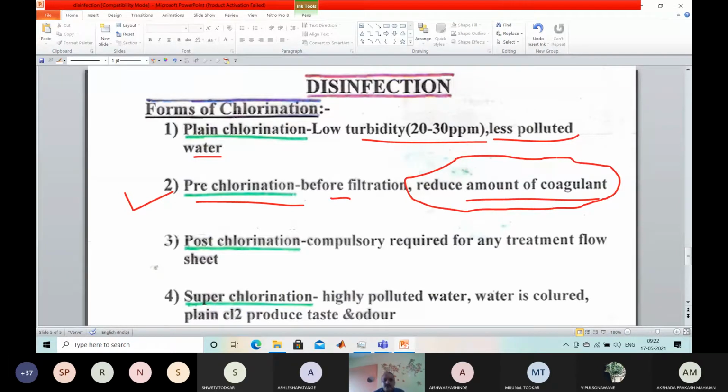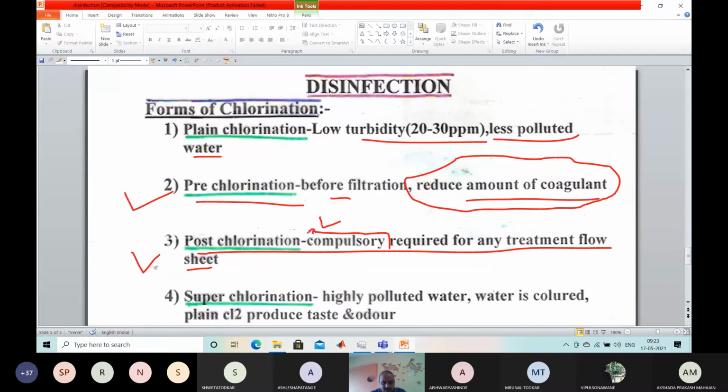It depends on other properties of water also, but here we are only discussing the different forms of chlorination. If you apply the chlorine before filtration, that is called pre-chlorination, and post-chlorination means applying chlorination after filtration. Mostly post-chlorination is applied in most water plants, at the end of the filtration. That is the compulsory unit. Without post-chlorination, your flow sheet is not complete.